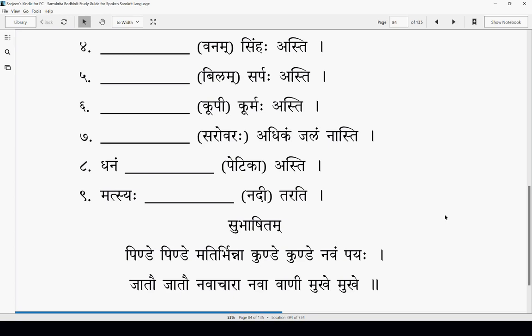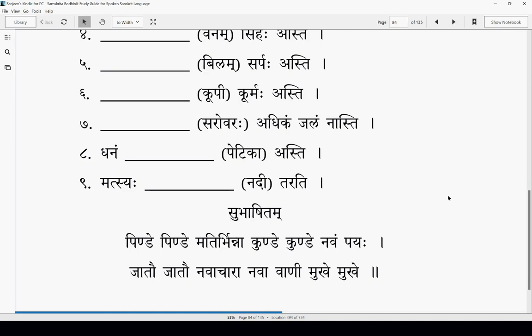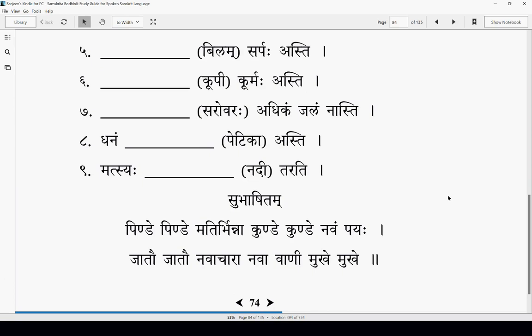Similarly, here pinde, in every sharira, in every body. It is like saying in body, in every body. Mati binna. That is how basically we say in everybody in Sanskrit. Yeah. There are other ways to say it also, but this is one way. Like in Hindi, I gave an example like kaun, so like that.